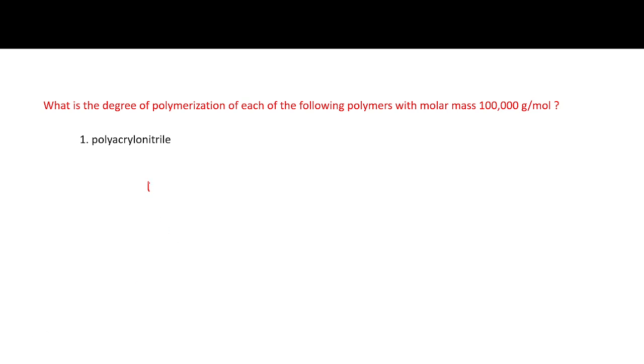So you have to find out the degree of polymerization of this polymer. How can we calculate the degree of polymerization? First we have to know about polyacrylonitrile. What is the repeating unit of polyacrylonitrile? Do you know the repeating unit of this polyacrylonitrile?